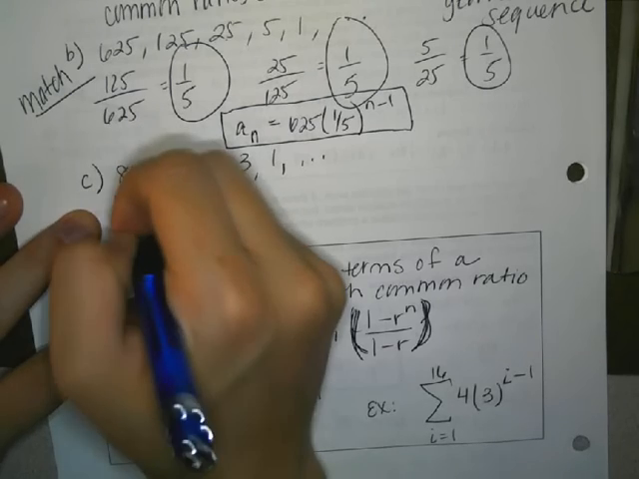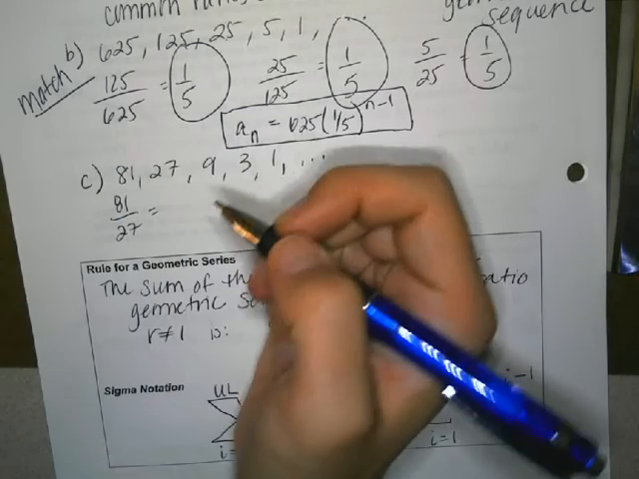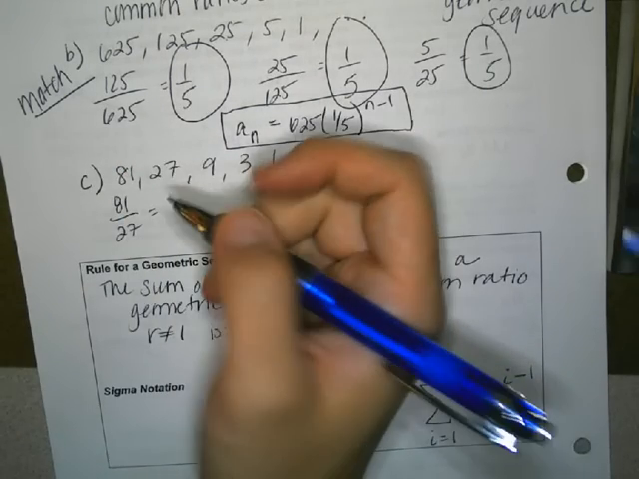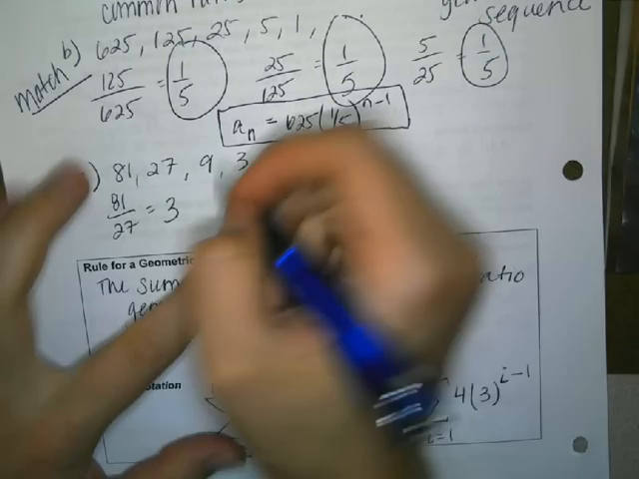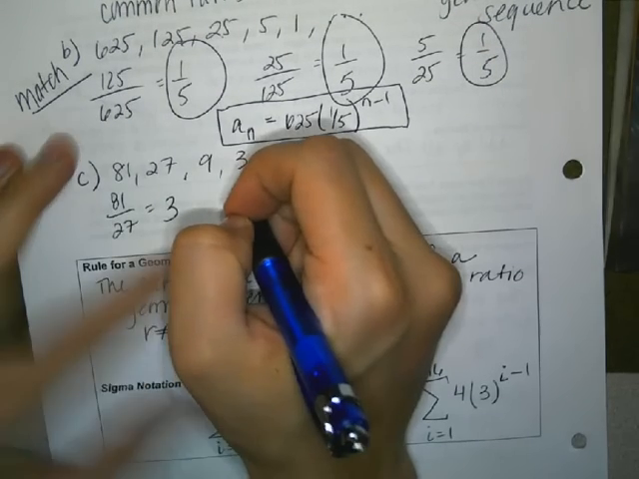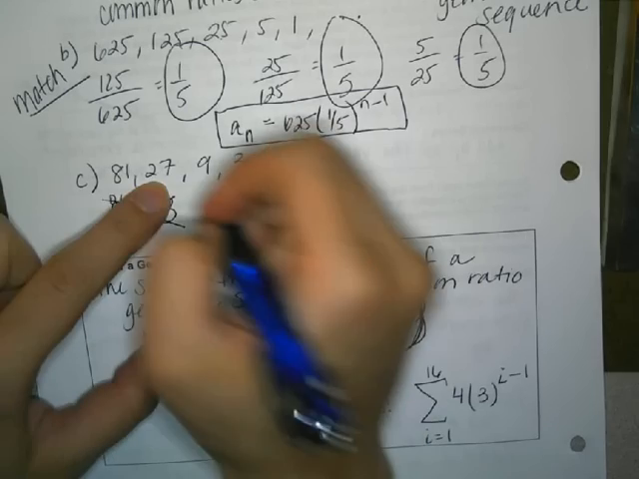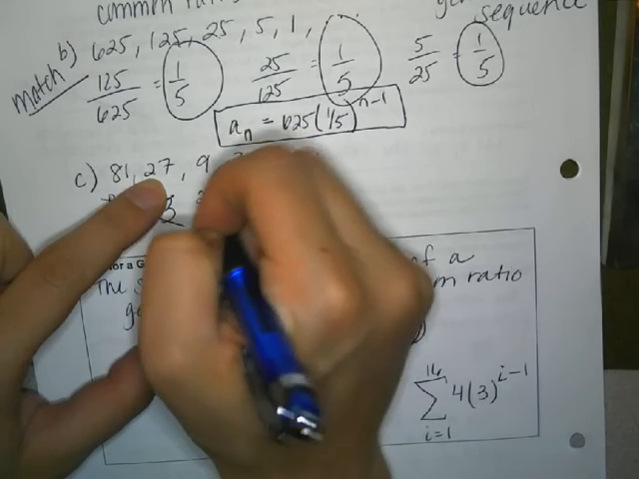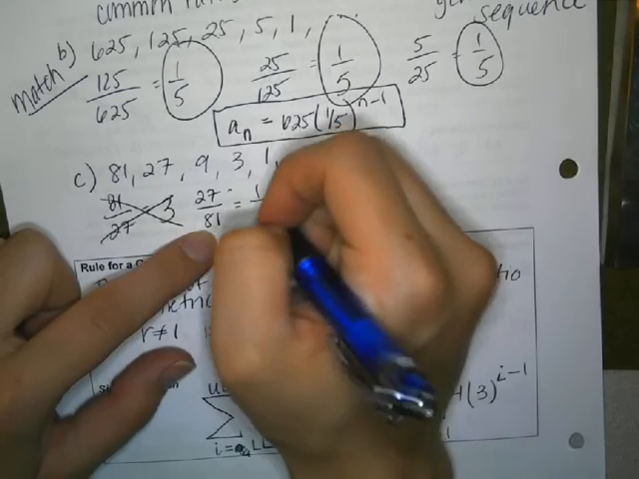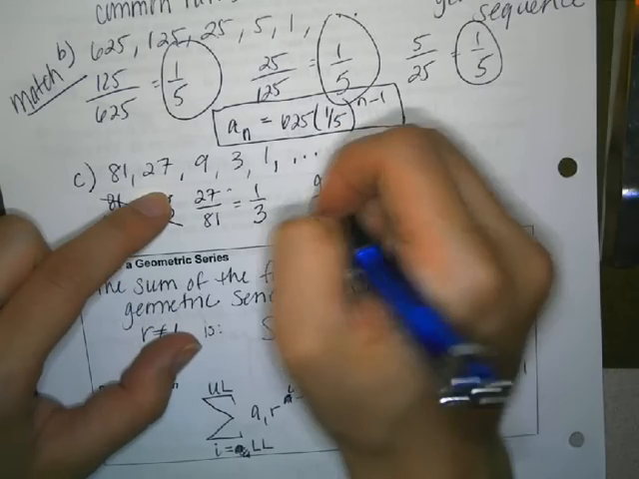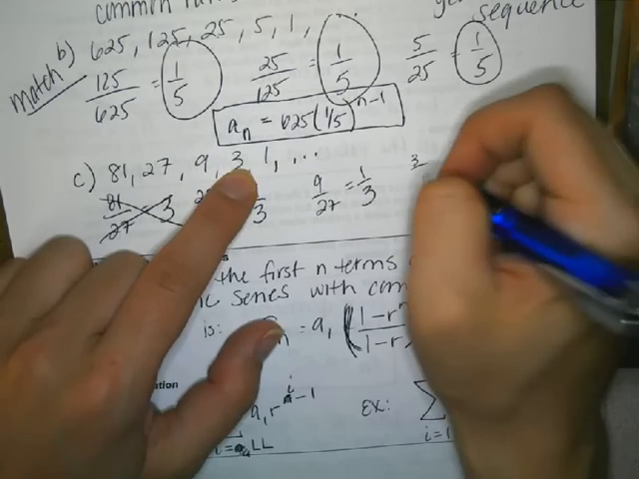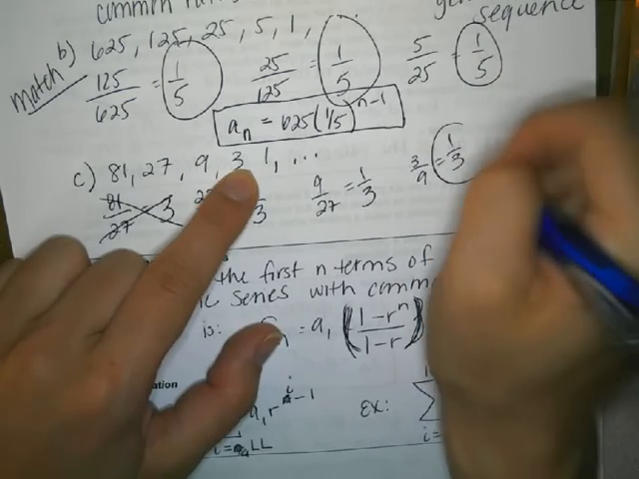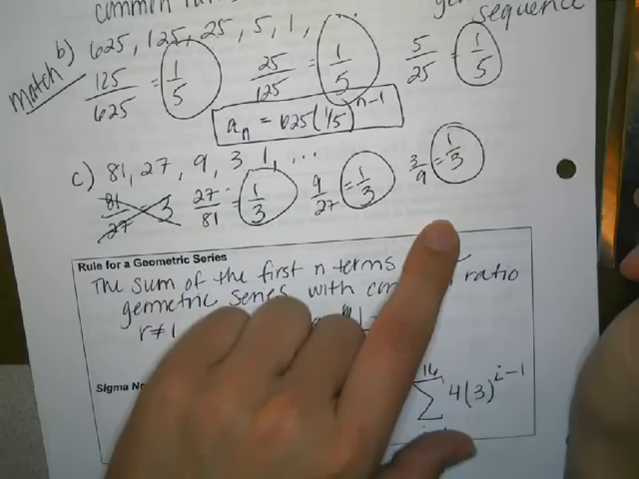Okay, let's go ahead and do the other one. So 27 divided by 81. Oh, sorry, I did that wrong. There you go. That reduces down to 1/3. 9 divided by 27 reduces down to 1/3. 3 divided by 9 reduces down to 1/3. Okay, that's enough to check. My common ratios match.